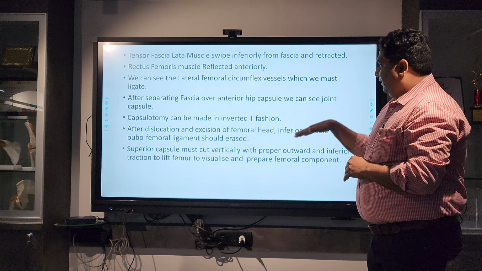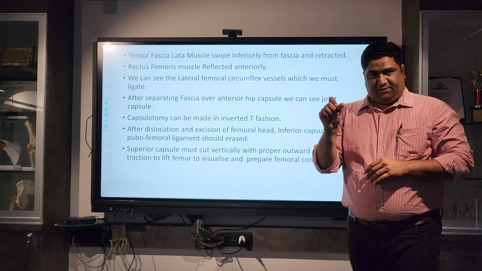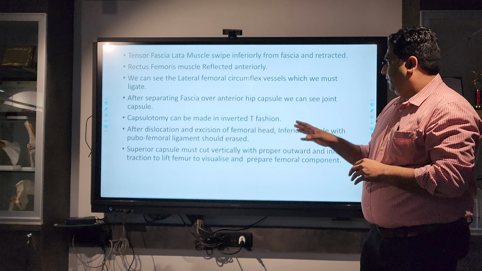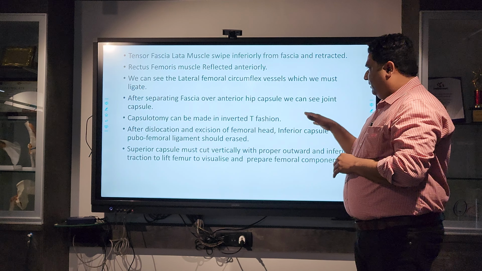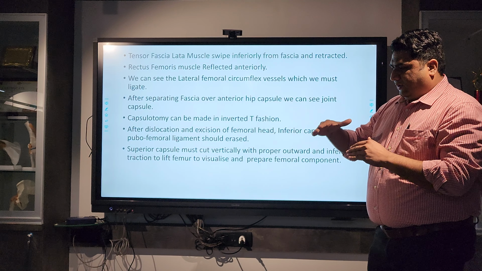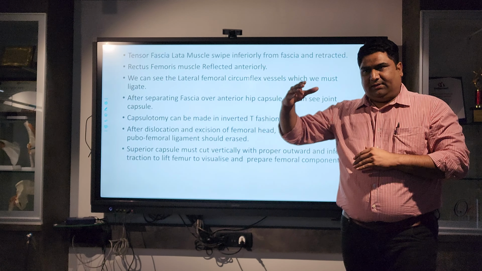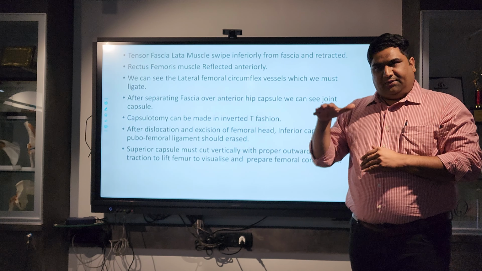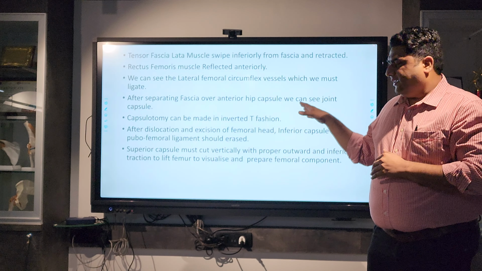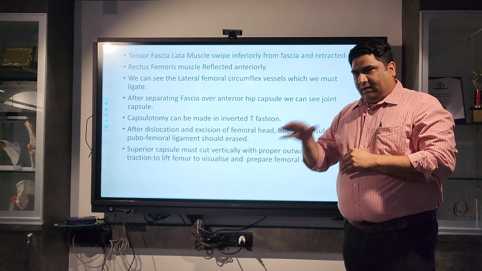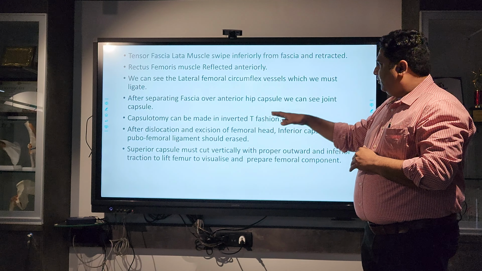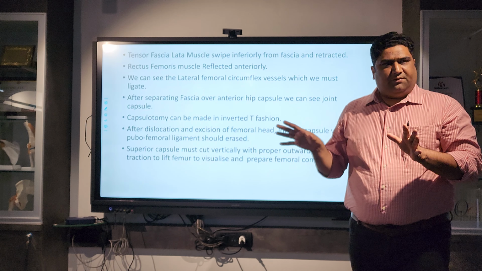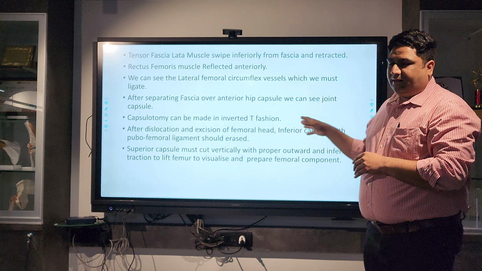You slide it out inferiorly and you can see the lateral circumflex vessels, which we must ligate, otherwise it will bleed a lot and waste a hell of a lot of time. Then, separating the fascia from the anterior capsule, you can see the rectus femoris anteriorly, which you have to elevate to the anterior side, and the TFL belly to the inferior side. Then you can easily see the joint capsule. In the joint capsule, we have to do a capsulotomy in the T fashion, or somebody uses the I fashion, whichever you like. And you can easily see the femoral head.